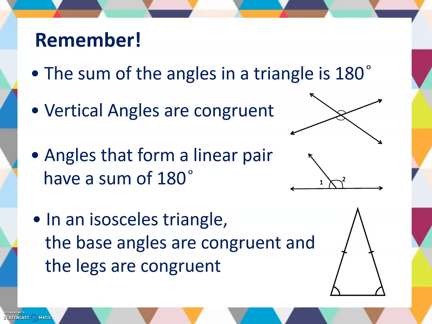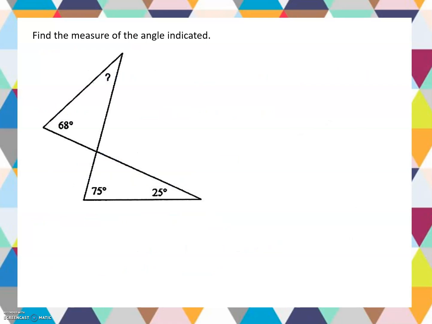And lastly, in an isosceles triangle, the base angles are congruent and the legs are congruent, right? So even if a problem only gives us the tick marks indicating that the legs are congruent, we can assume that the base angles are congruent as well. And the same goes the opposite way. If it gives us that the base angles are congruent, we can assume that the side lengths are congruent. All right, so let's get started on our problem.